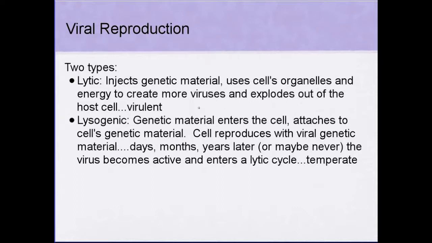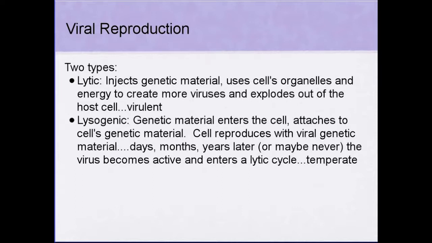There are two types of viral reproduction, lytic and lysogenic. In lytic reproduction, the virus injects its genetic material, which uses the cell's organelles and energy to create more viruses, and then eventually explodes out of the host cell, and we sometimes call this virulent.